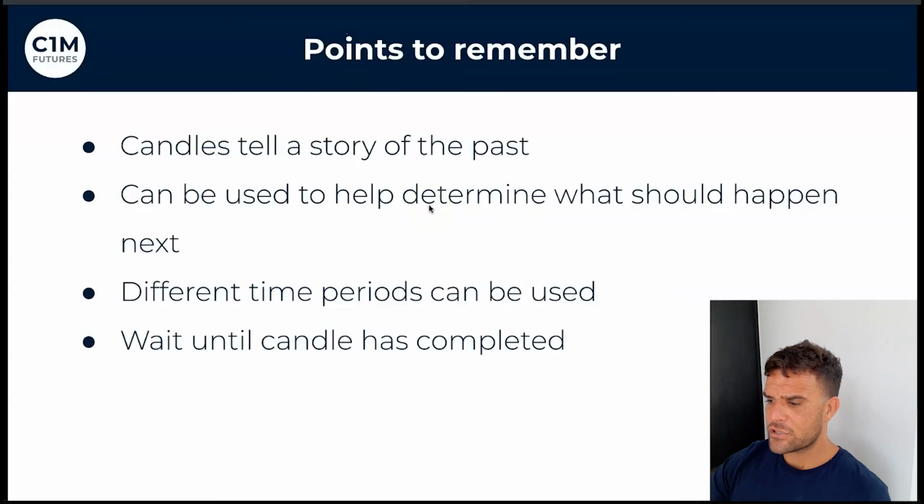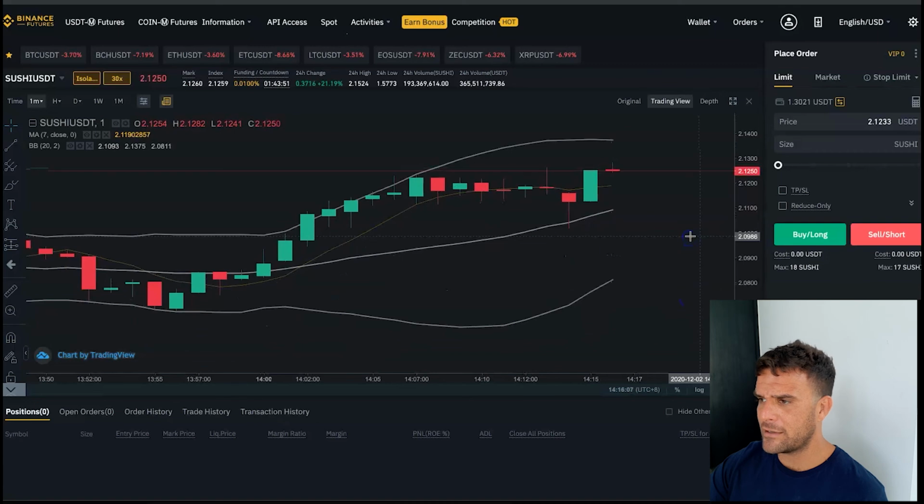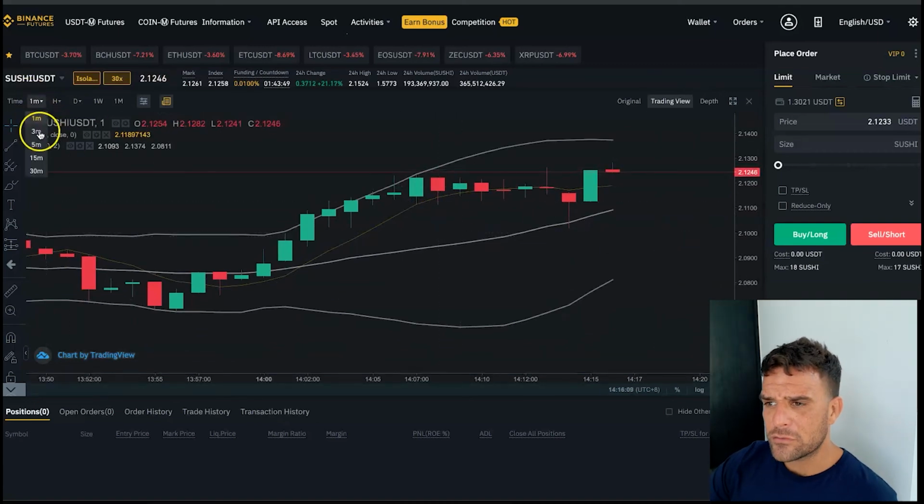And to finish, candles tell a story of the past. They can be used to help determine what should or could happen next. Different time periods can be used, 1 minute, 3 minutes, 5 minutes. Let me just go back on to Binance here. So you can go on to 1 minute candles, you can go on to 5, 15, 30, 1 hour, all different time frames here.